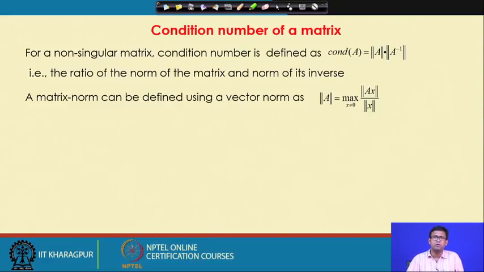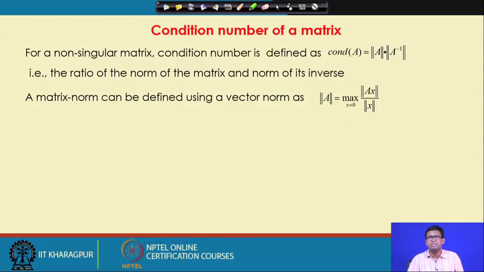A matrix norm: we have looked into vector norms. A matrix norm is defined using a vector norm. The matrix norm of A is the ratio of the vector norm of Ax, x being any non-zero vector, divided by the vector norm of x, and the maximum of that. So, we take any non-zero vector x and multiply with A, take the ratio of the vector norms of Ax by x, and find out which one is the maximum, and we call that the matrix norm of A.